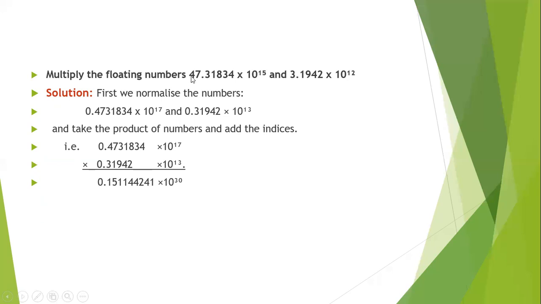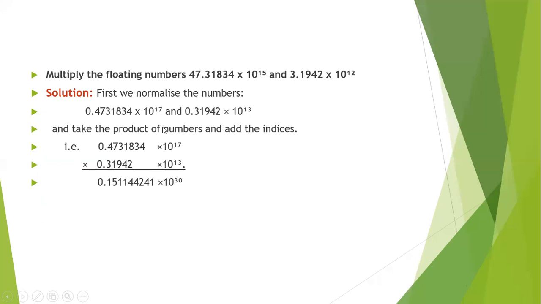Next is multiplication of these two numbers: 47.31834 into 10 raised to 15 and 3.1942 into 10 raised to 12. First, convert the numbers into the normalized floating point form. After that, we get 0.473184 into 10 raised to 15, since two digits are transferred to the right side of the decimal point, so 15 plus 2 is 17. For the second number, one digit is transferred to the right of the decimal, so add one, giving 0.31942 into 10 raised to 13.